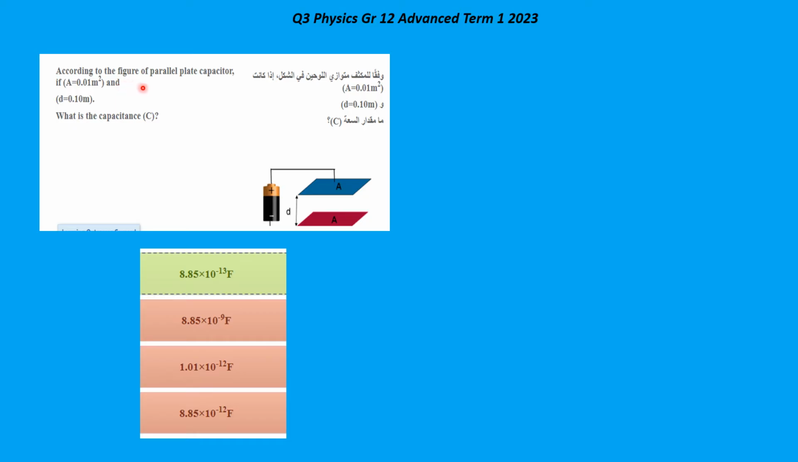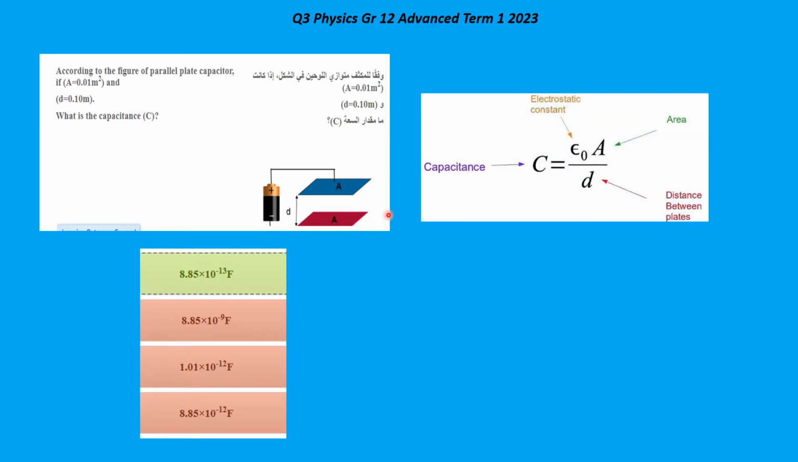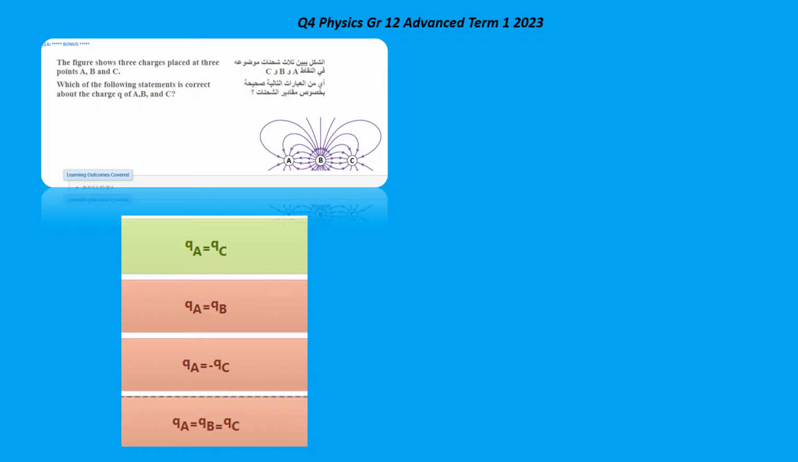According to the figure of parallel plate capacitors, if the area of the plate is 0.01 meters square, what is the capacitance? So also from the chapter of the capacitor, chapter 4, we can tell that the equation is C equal to epsilon 0 multiplied by the area divided by the distance. Distance is given and the area also as well. And epsilon 0 is given in the formula sheet at the beginning. So you do a simple replacement of the numbers and the answer is 8.85 by 10 to the power of minus 13 farad. We continue with question 4.